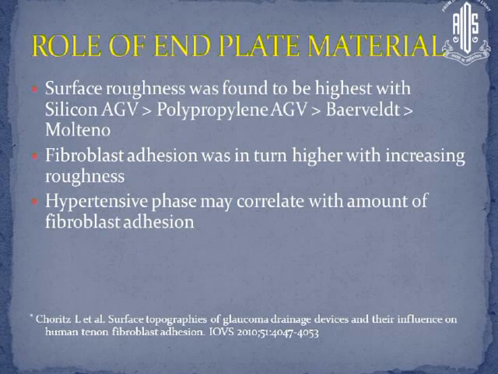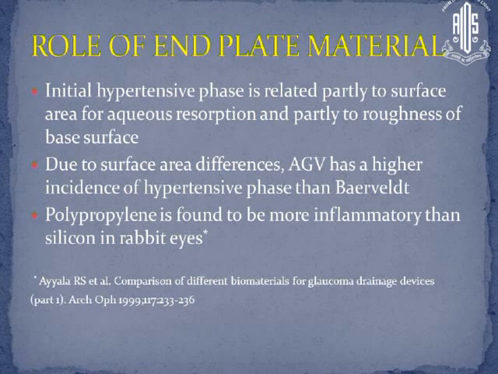Surface roughness in this study by Corres et al. was found to be highest with the silicone Ahmad valve and least with the Molteno implant. The fibroblast adhesion was in turn higher with increasing roughness of the surface, and the hypertensive phase may also correlate with the amount of fibroblast adhesion. The initial hypertensive phase is related partly to the surface area for the aqueous resorption, partly to the roughness of the base surface. Due to surface area differences, the Ahmad valve has a higher incidence of the hypertensive phase than the Baerveldt implant. Polypropylene is found to be more inflammatory than silicone.